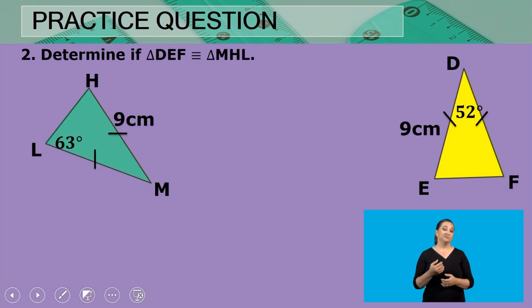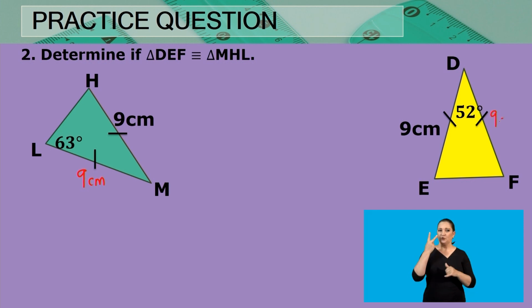The next example has, again, two triangles, and we need to determine whether these two triangles are congruent or not. Both of these triangles are isosceles triangles. So we have MH equals ML, so ML is also 9 centimeters. We have DE equals DF, which means DF is also 9 centimeters. Now, in the first triangle, we already have a side, the included angle and another side.